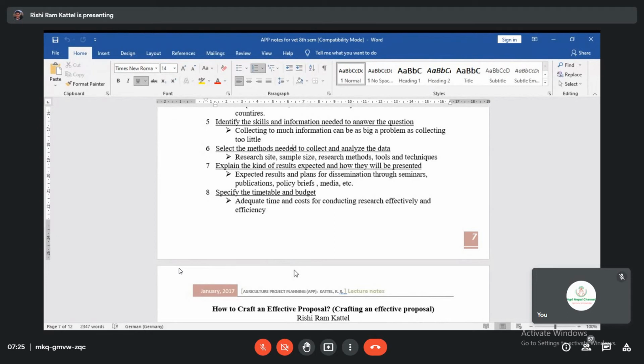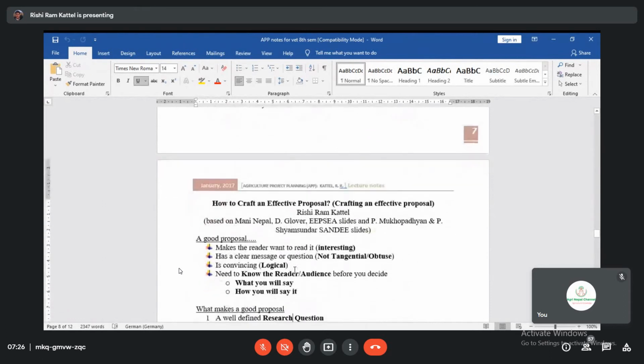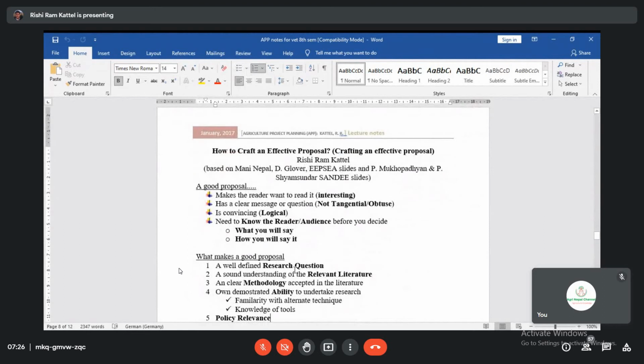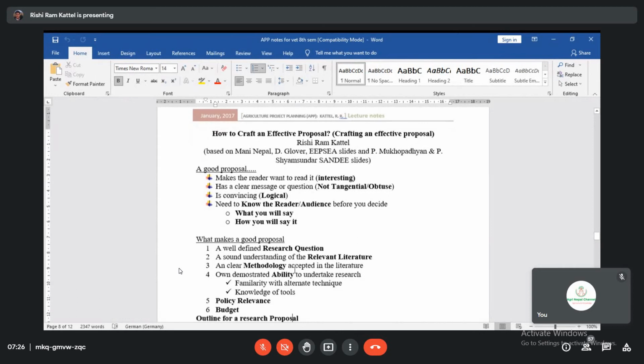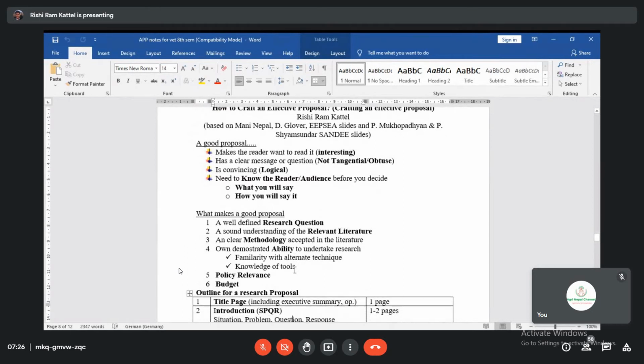Okay, these are the very basic ideas for writing a proposal. You know about this: how to craft an effective proposal. It is based on sources from Nepal, and from Delhi University, Cambridge University, as well as a Swedish royal university. According to them, a good proposal makes the reader want to read, is interesting, has a clear message and a clear question, is not obtuse, and is convincing and logical. You need to know the reader audience before you decide what you will say and how you will say it.